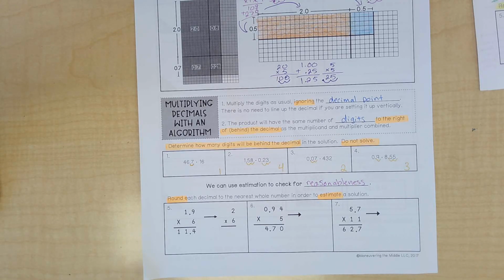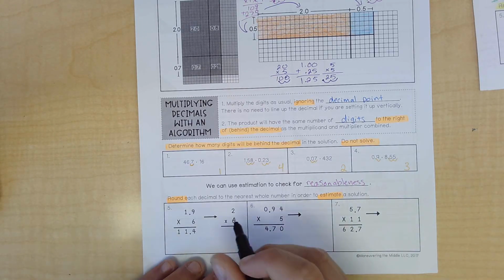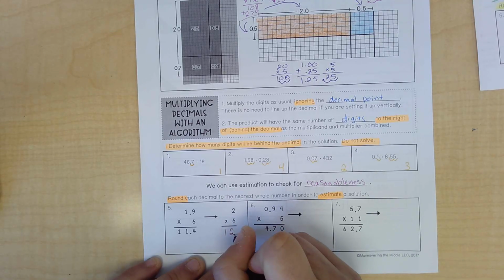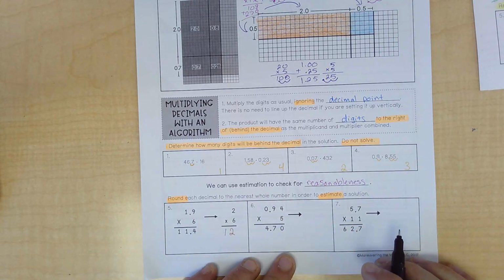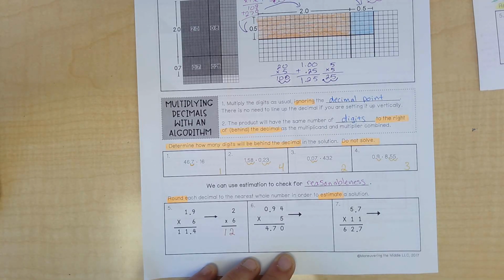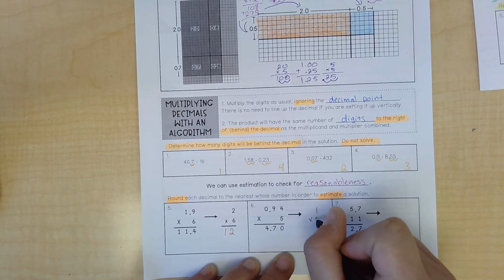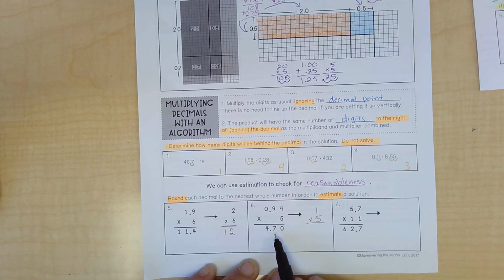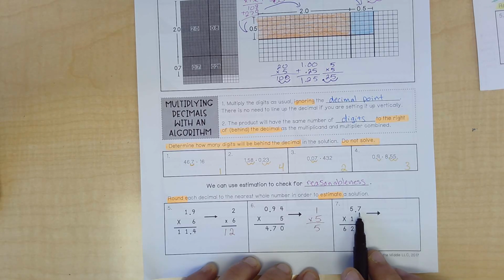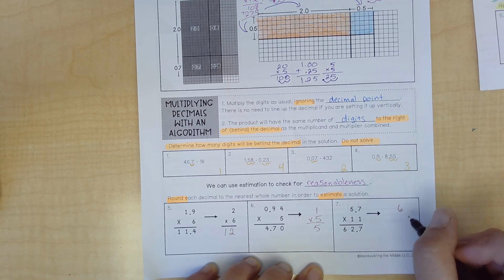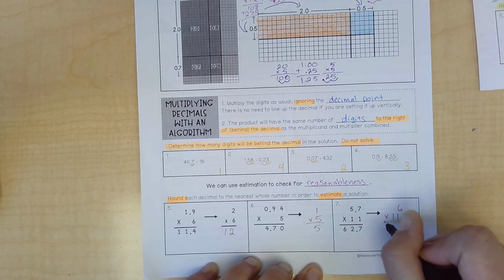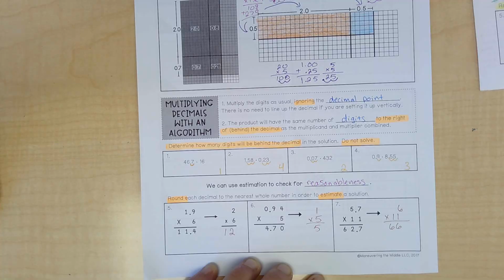So as you can see, we're going to round 1.9 up to 2. So instead of 1.9 times 6, we have 2 times 6, which is 12. The 94, we can round to the nearest dollar. So that'll be 1 whole times 5, which will get us close to 4.7, but really it's just 5. Now, 7 will tell my 5 to go up. So it becomes 6 times 11, which is 66.